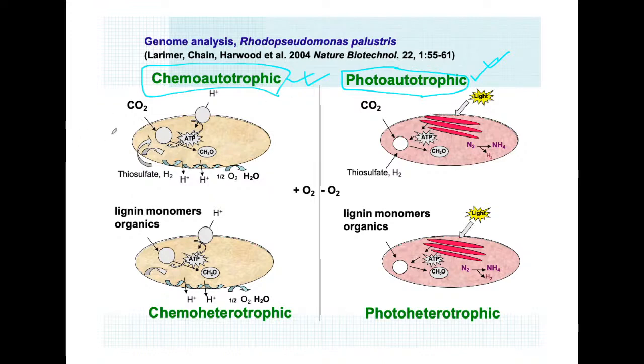So chemoautotrophic includes this cell in which carbon dioxide is added, and hydrogens are also added, and then ATP is produced inside your cell. And the photoautotrophic needs light from the outside, and then carbon dioxide also, and this is a photoautotrophic.